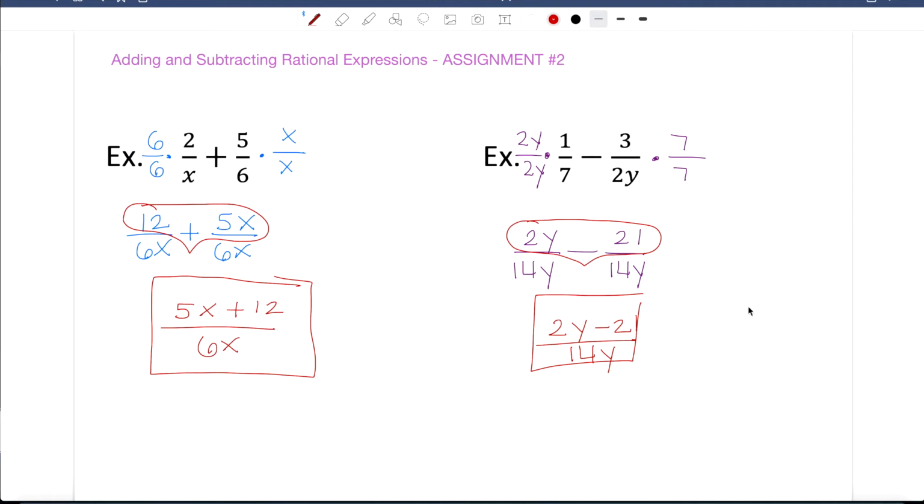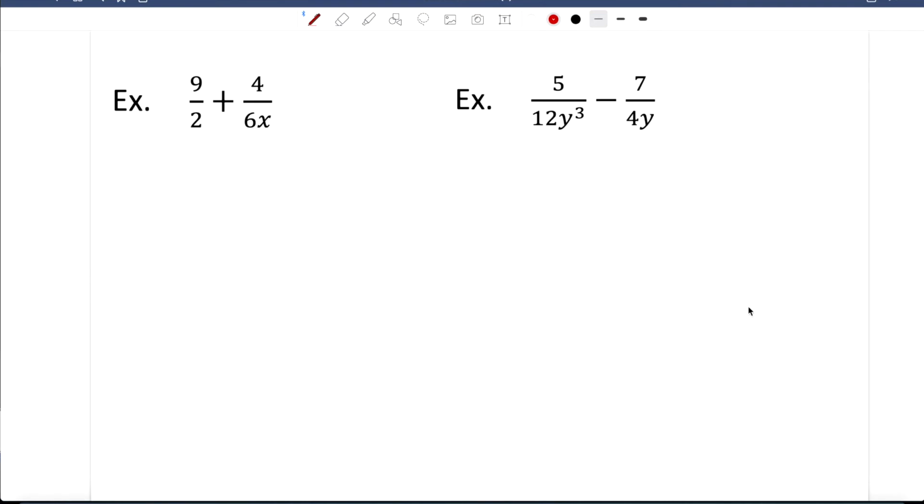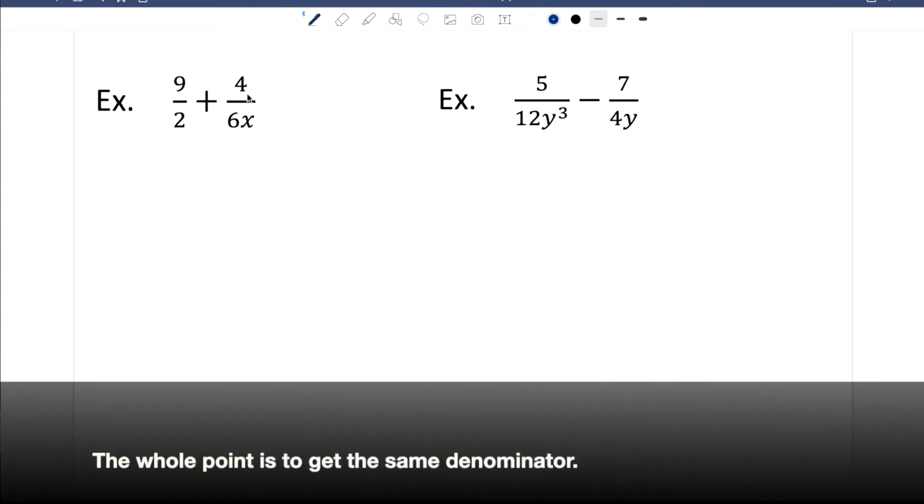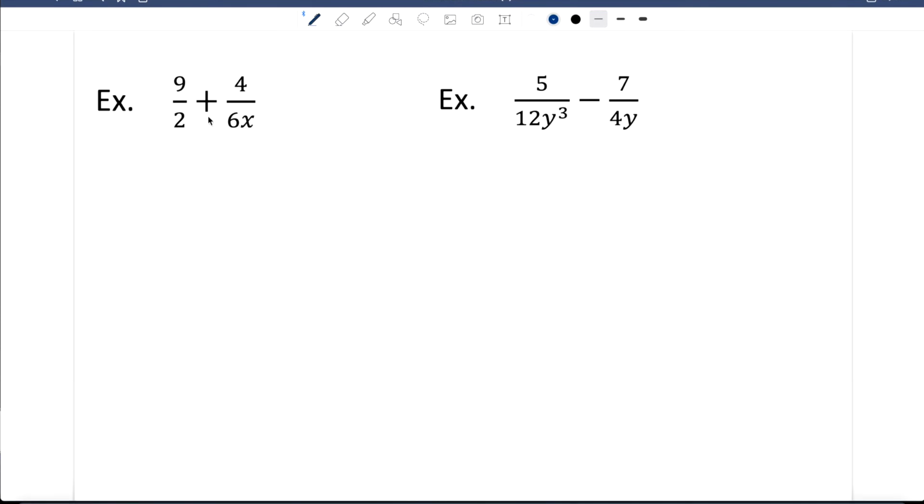Okay, now let's move on to our last examples. So it's the same step. You always look at the denominator first. So we have 2 and 6x. They are different, so we are going to have to multiply. But if you look here, can I do something to 2 to make it 6x? The whole point is to get the denominator to be the same. So all I have to do is just multiply 2 times 3x, right? 3x times 2 is 6x.